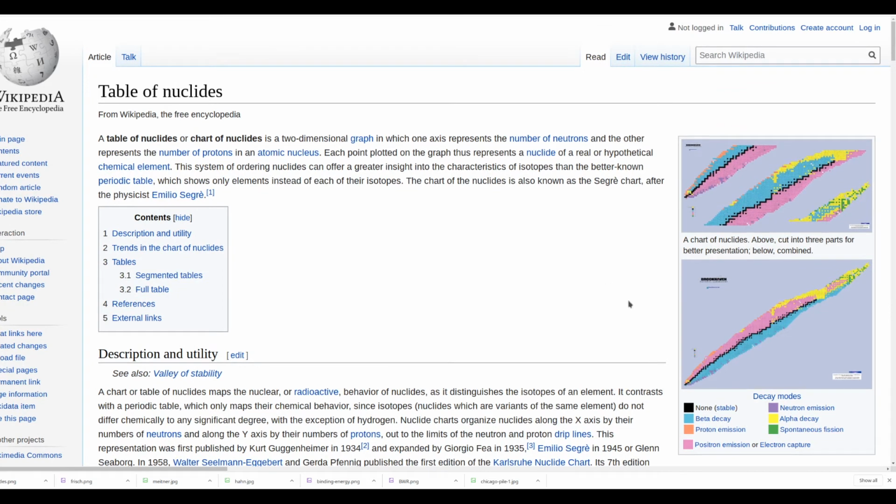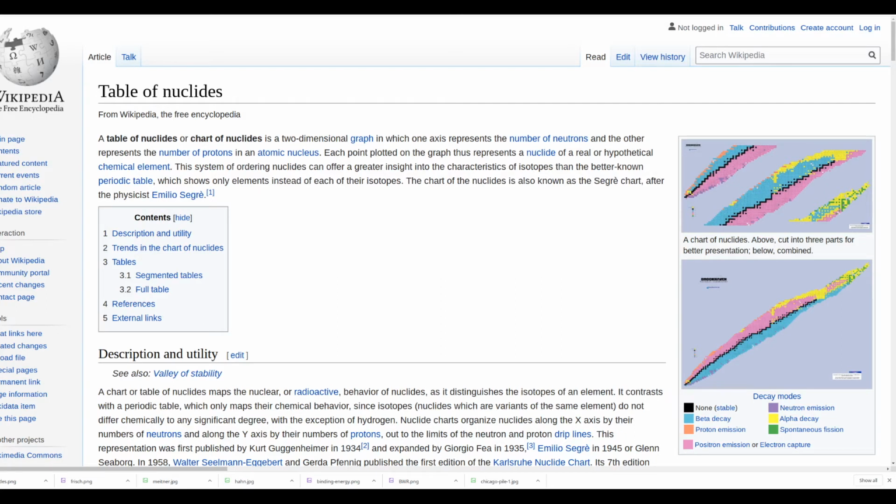Yeah, this is right. So this axis here is the number of protons, which tells you what chemical element it is. This axis here tells you the number of neutrons, which tells you which isotope of that chemical element it is.